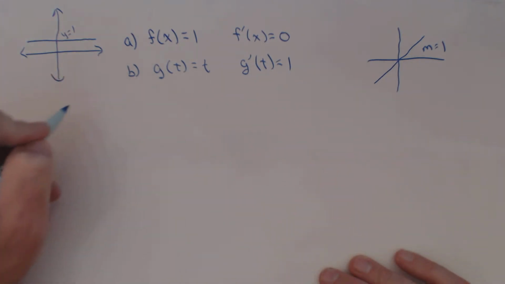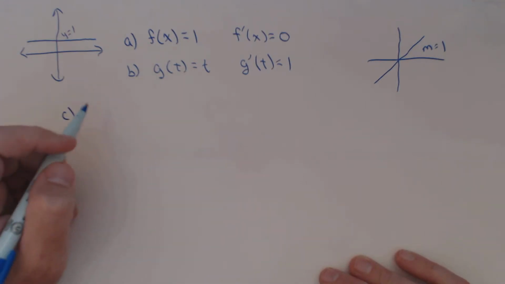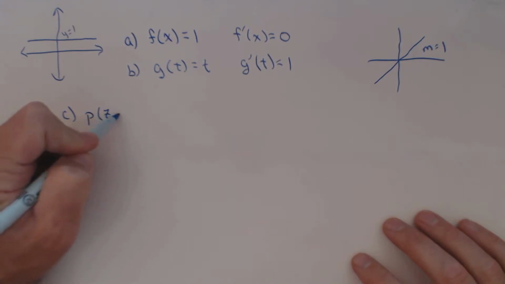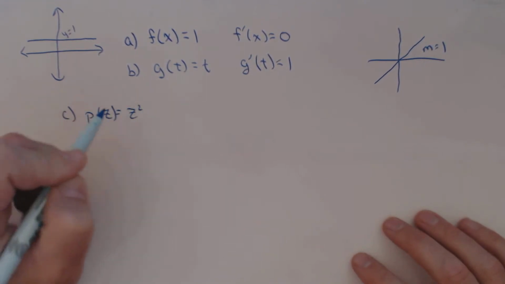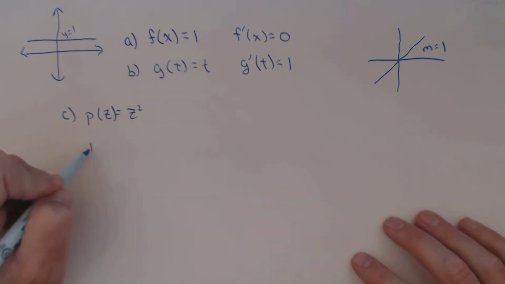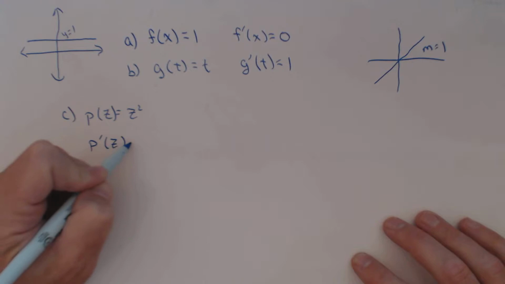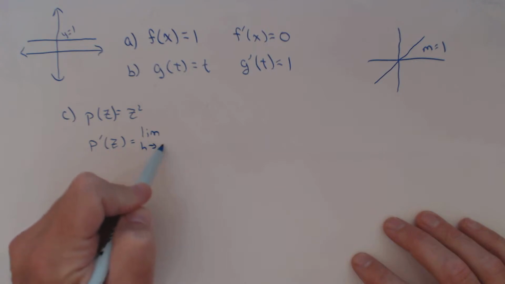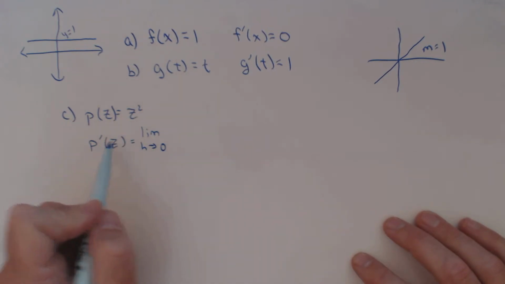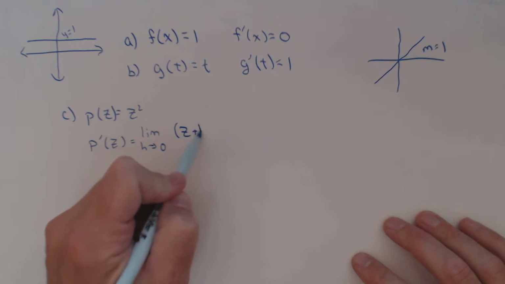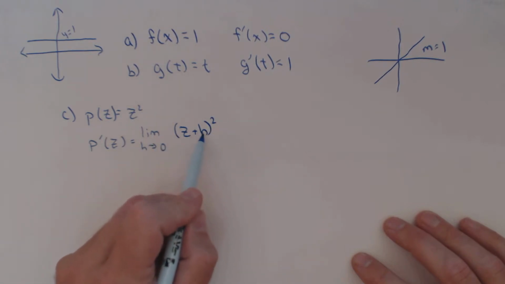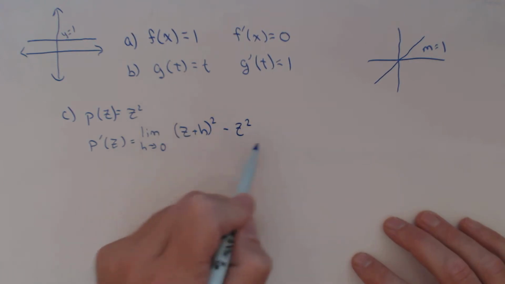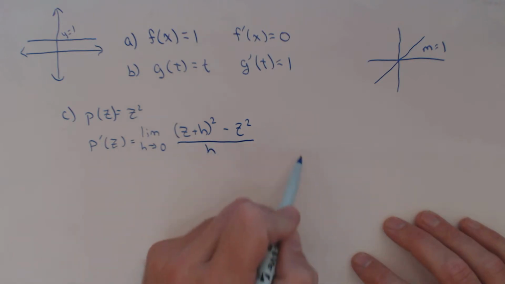Now we're going to start applying our limit definition to get some practice with that. So part C, p of z equals z squared. Applying the limit definition, we get p prime of z equals the limit as h goes to 0 of z plus h, the quantity squared, that's that second point, minus z squared, that's that first point, change in y, all over h.